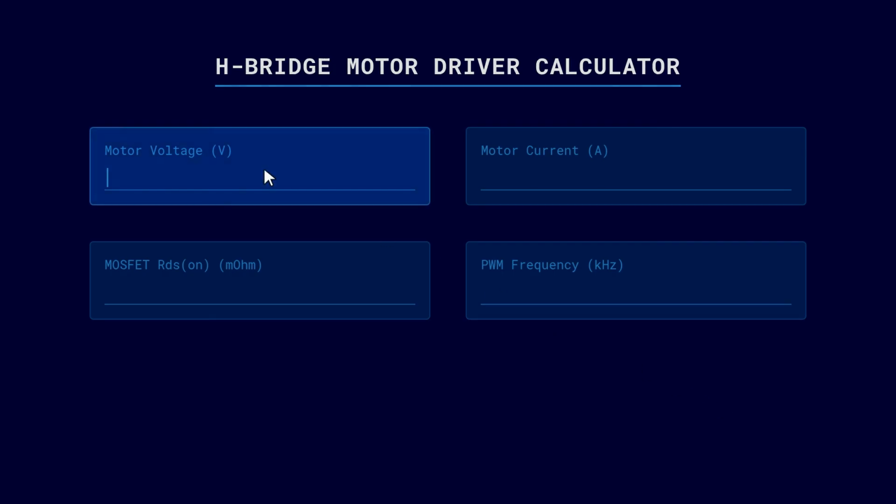For this example, I'm using 24 volts for motor voltage, 5 amps for motor current, 10 milliohms for MOSFET RDS on, and 20 kilohertz for PWM frequency. After clicking Calculate Power Dissipation, we get 4 results.